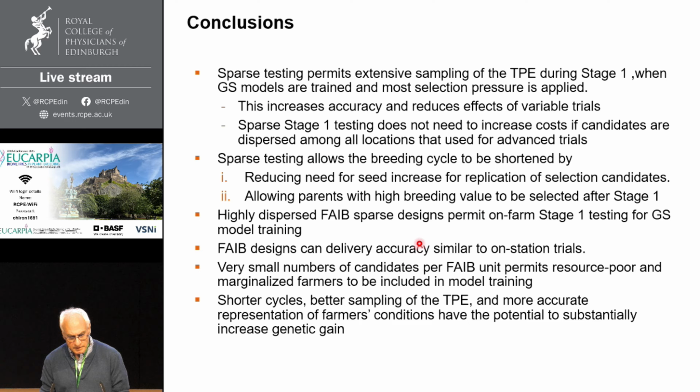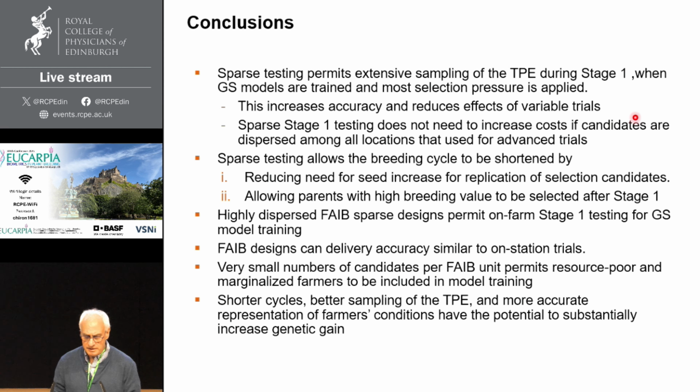with these conclusions: that sparse testing, supported by the GRM, permits extensive sampling of the target population of environments during stage 1. The stage in breeding pipelines when GS models should be trained, and the stage at which typically most selection pressure is applied. You'll notice actually that sounds a lot like dairy cattle breeding, so we're learning a lot from the animal breeders. This increases accuracy and reduces the effects of variable trials.